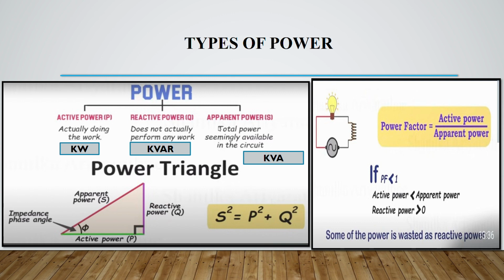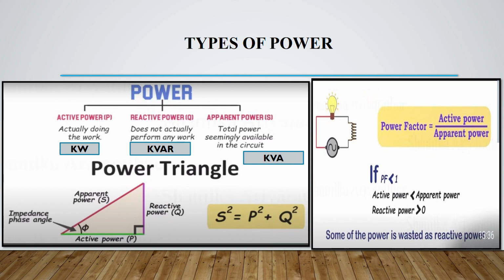Then you can see the power triangle: apparent power, active power, reactive power, and this is the impedance angle. This formula is used to calculate any missing power. Then power factor is the ratio of active power to apparent power. If apparent power is greater than active power, then the power factor is less than 1 and reactive power is greater than 0.